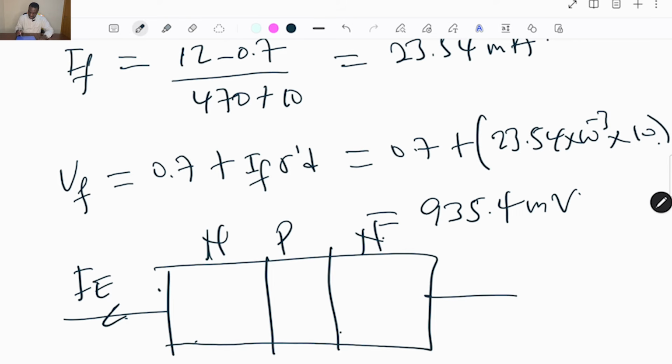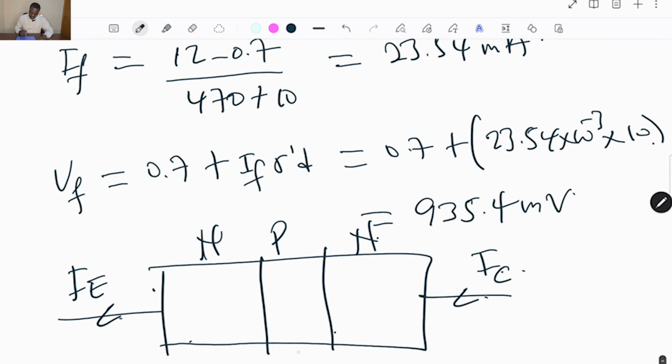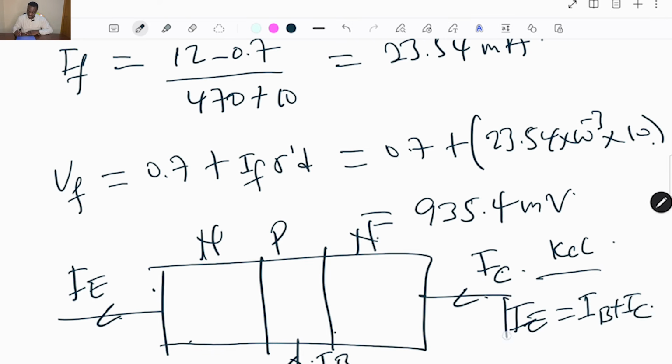And again, the same applies to the collector current, which is going to be moving inside. And then the last one, which is the base current, is also going to move inside. So you can see here, when we use Kirchhoff's current law, we get the emitter current equal to the base current plus the collector current. Okay.